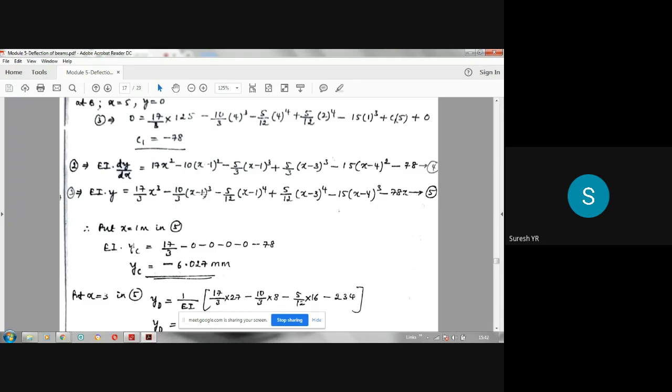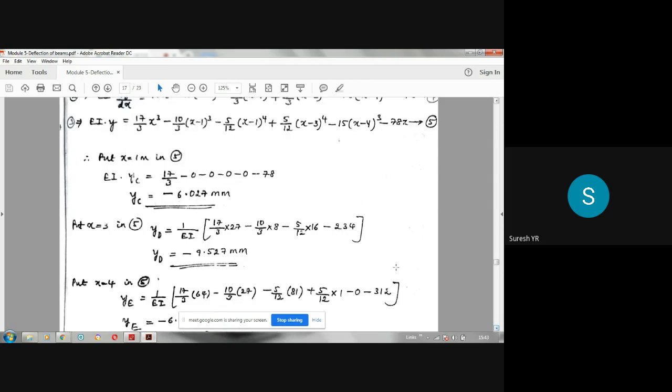You have to take it because it is positive, you have to consider it. Minus 5/12 into 3 minus 1, that is 2, so 2 to the power 4, plus 5/12 into 2 minus 3, which is 3 minus 3, 0. So this becomes 0. Then minus 15 into 3 minus 4, what is that? -1 comes. So -1 means you should not consider this. This term should be neglected. So in the bracket, if you get a negative value, that should be neglected. Minus 78 into x is 3. Substitute, and then you get yd.